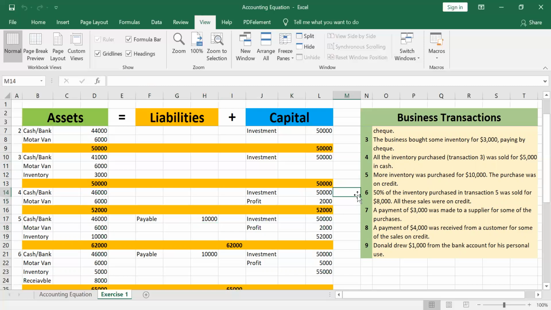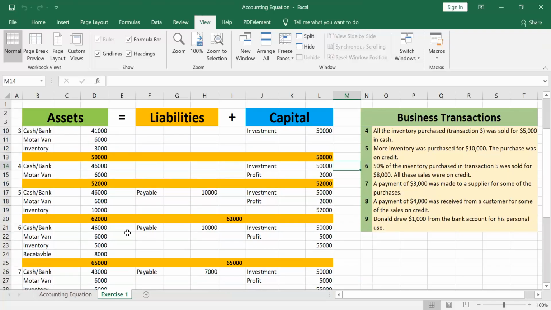Now we are moving towards transaction number 6, which says 50% of the inventory purchase. Now we purchased the inventory of 10,000. 50% means 5,000. 50% of the inventory purchased in transaction number 5 was sold for 8,000. All of these were on credit. Now we have sold 50% of the inventory, which means 5,000, for 8,000. So first of all, we have to reduce our inventory of 10,000 to 5,000 because we have sold 5,000 from it. The second thing is that we have sold this inventory on credit.